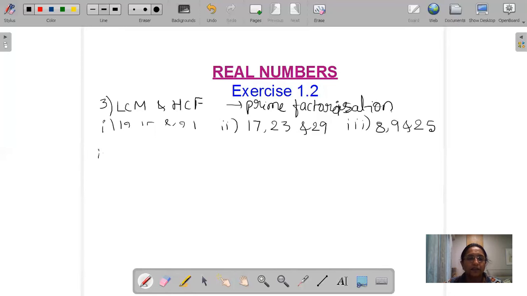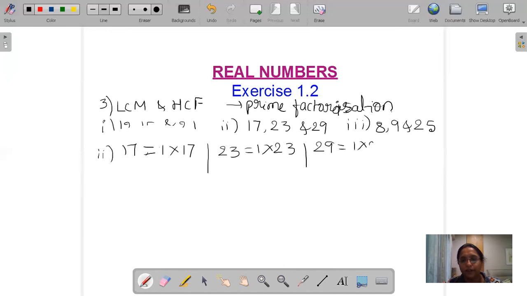Second one, 17, 23, 29. What are factors of 17? 1 into 17 only. These all three are prime numbers. So 23 can be written as 1 into 23. Even 29 is also prime. So it is 1 into 29.